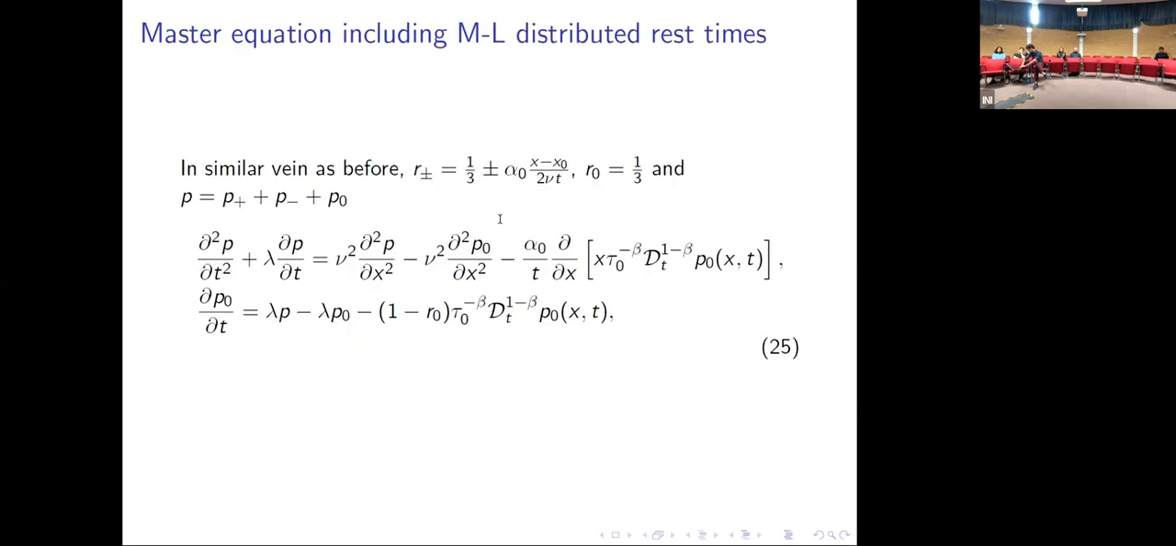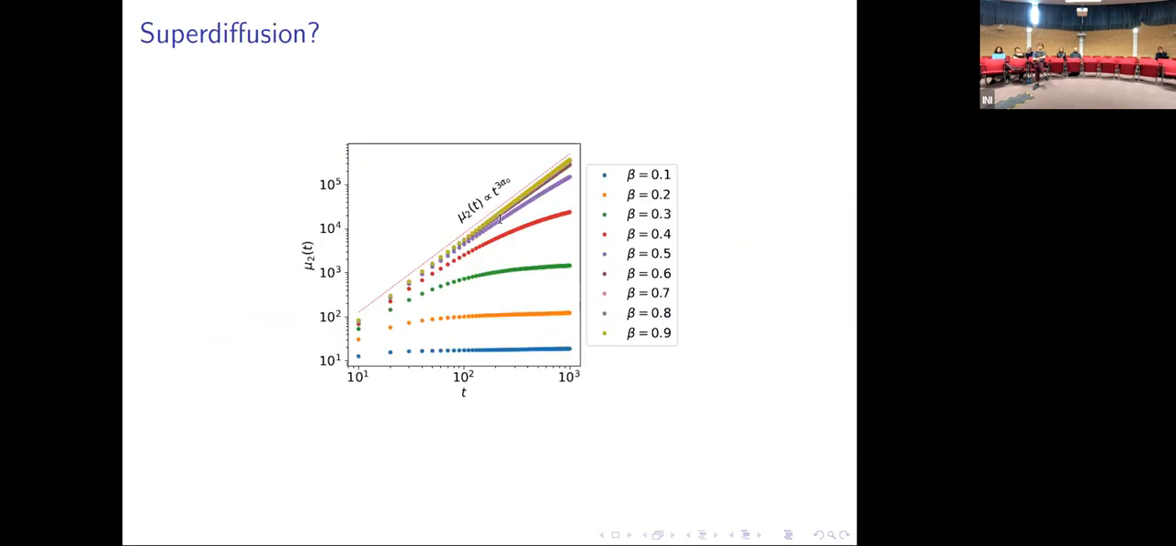And when I first tried to find solutions for this kind of equation, what I did was I performed Monte Carlo simulations. And at first I thought, oh my gosh, we found superdiffusion. You know, is that even possible? If we introduce a power law resting time, is it possible to obtain superdiffusion again? Does anyone have an intuition if they can or not?